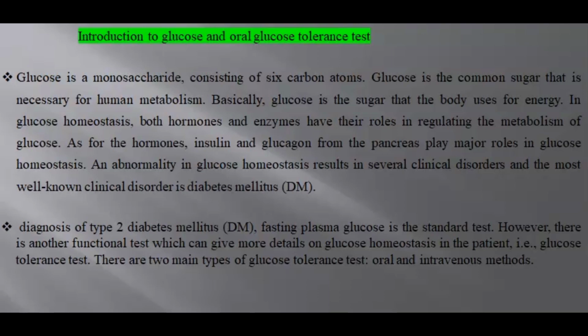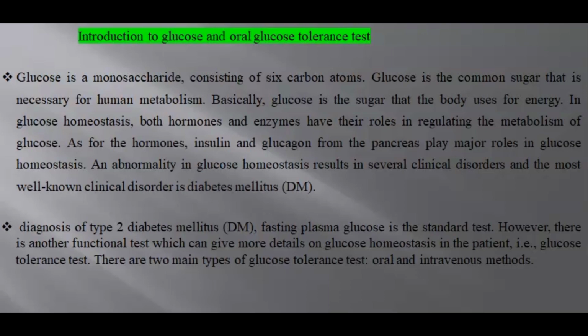I'm here to take you on the topic glucose tolerance test. But as a point of introduction, we'll be looking at glucose itself and the oral glucose tolerance test. Now, we start from glucose.